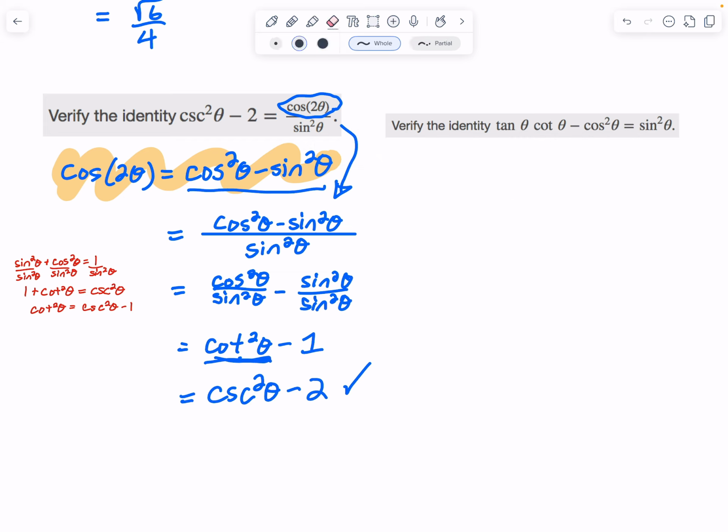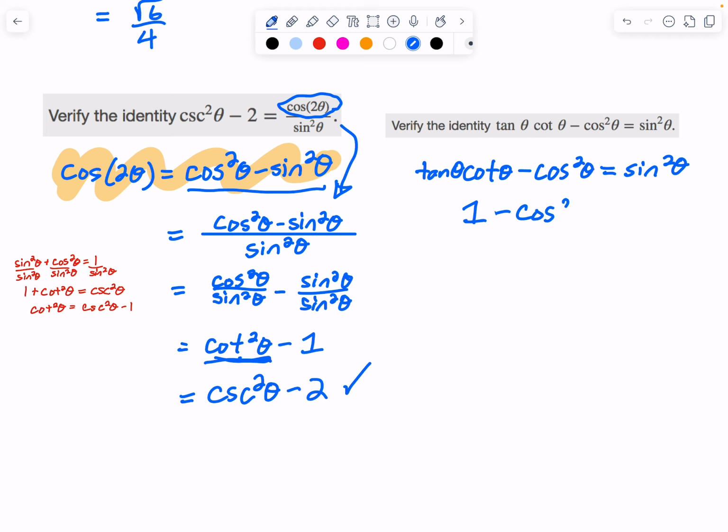Okay, one more identity here. So I'm going to write it down. Tangent theta times cotangent theta minus cosine squared theta equals sine squared theta. This is just too fast. I don't even know why this one's here. Tangent times cotangent, I know those are inverses, so I get a 1 minus cosine squared theta. And hopefully you guys know that that is sine squared theta. So we're done. Not sure why that one was there, but it is. So it's a good reminder, that's a classic problem.